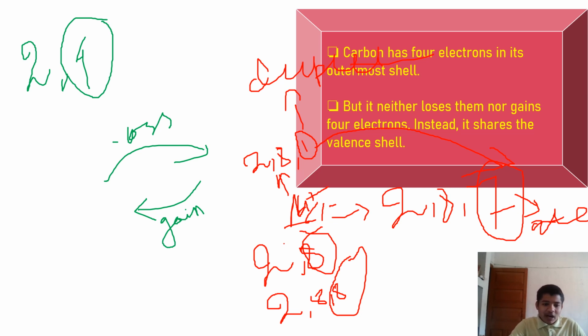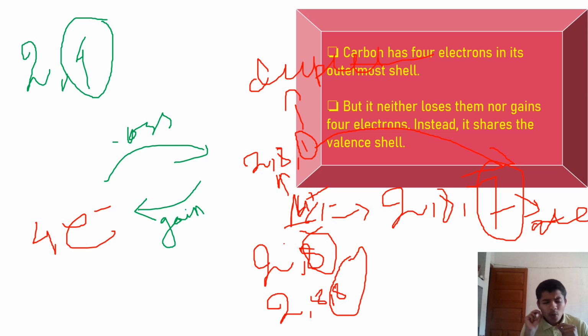Carbon has, in its outermost shell, 4 electrons. So what do you think? Will it gain or will it lose the electrons? Carbon will gain electrons or lose electrons? So actually carbon neither loses nor gains 4 electrons. It won't lose 4 electrons, and it won't gain 4 electrons. Clear? So now what will it do?